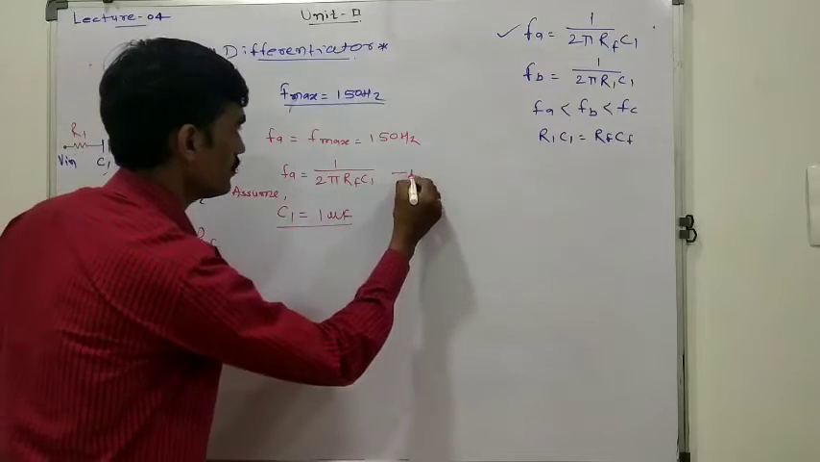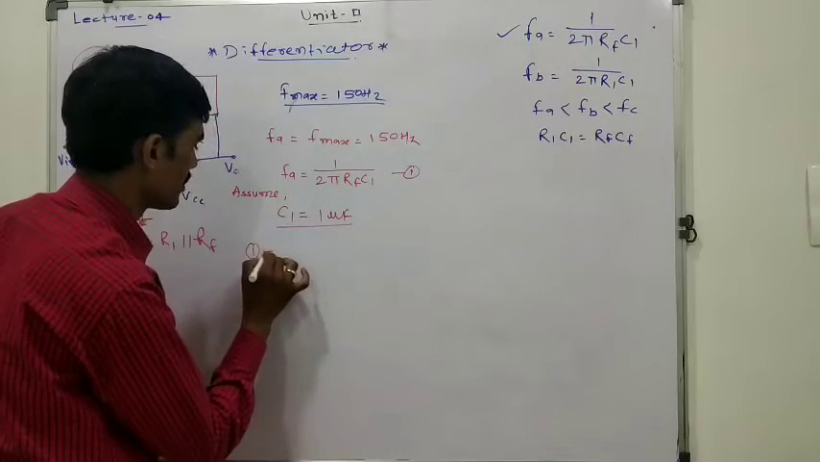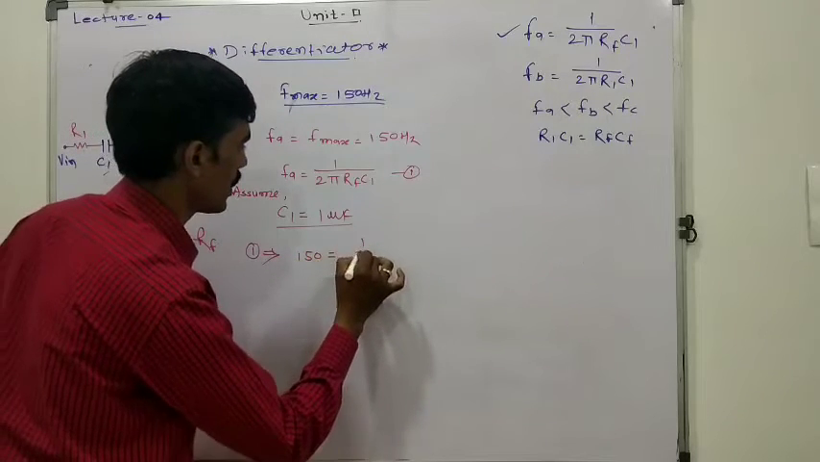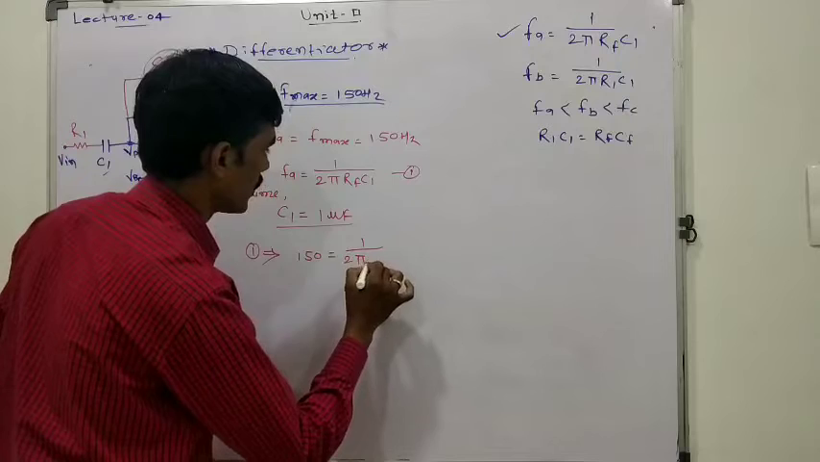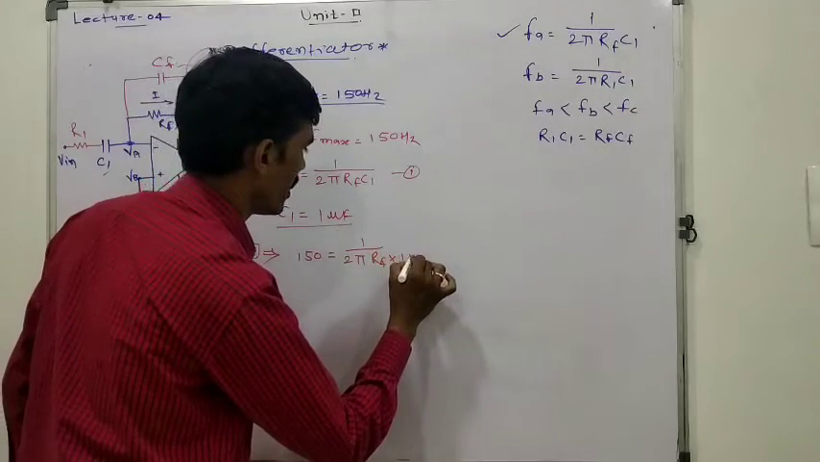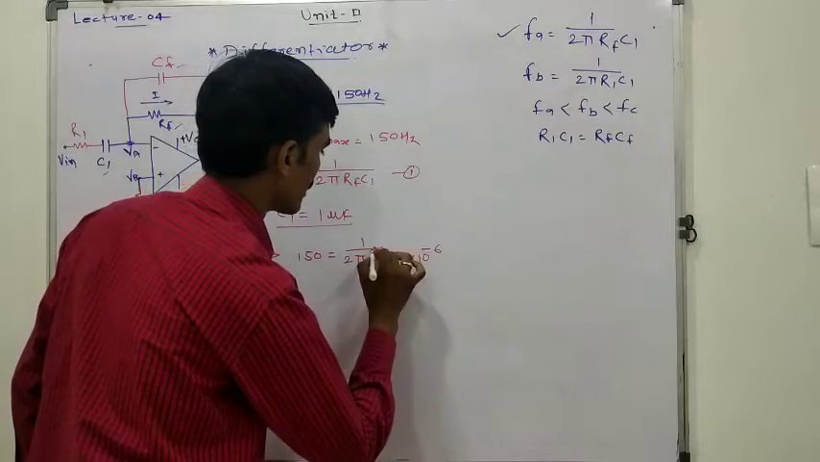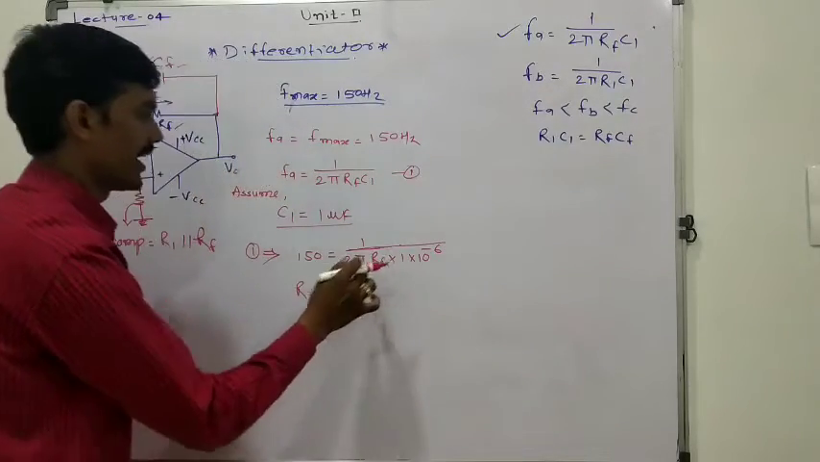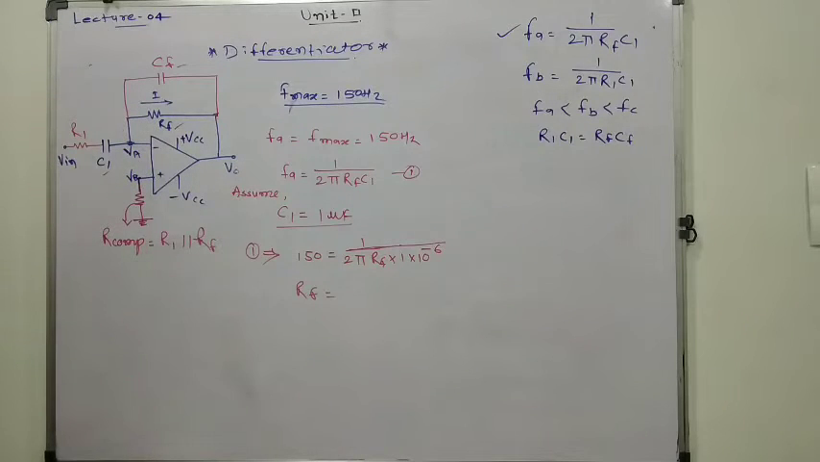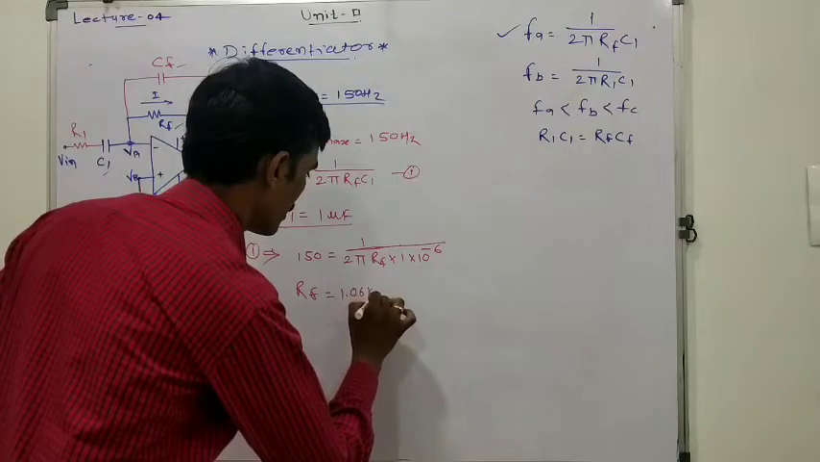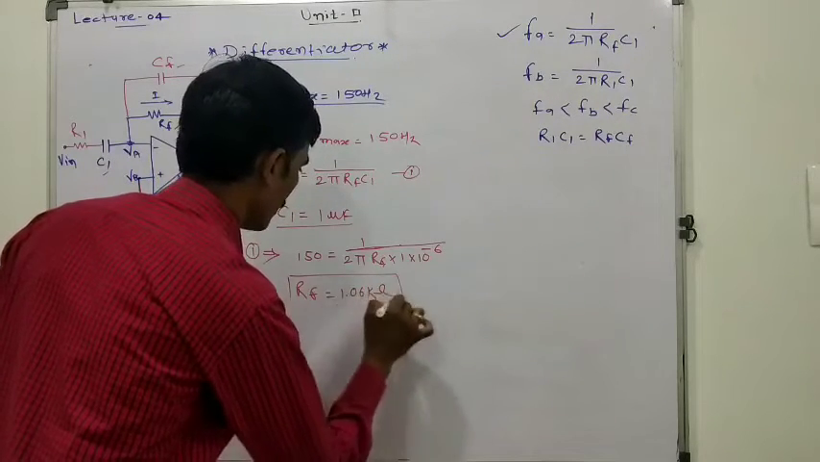So we can write down equation 1 implies 150 is equal to 1 upon 2 pi RF into, what is the capacitor? 1 into 10 raised to power minus 6. So from this we directly calculate the value of RF. So RF is nothing but 1.06 kilo ohm.